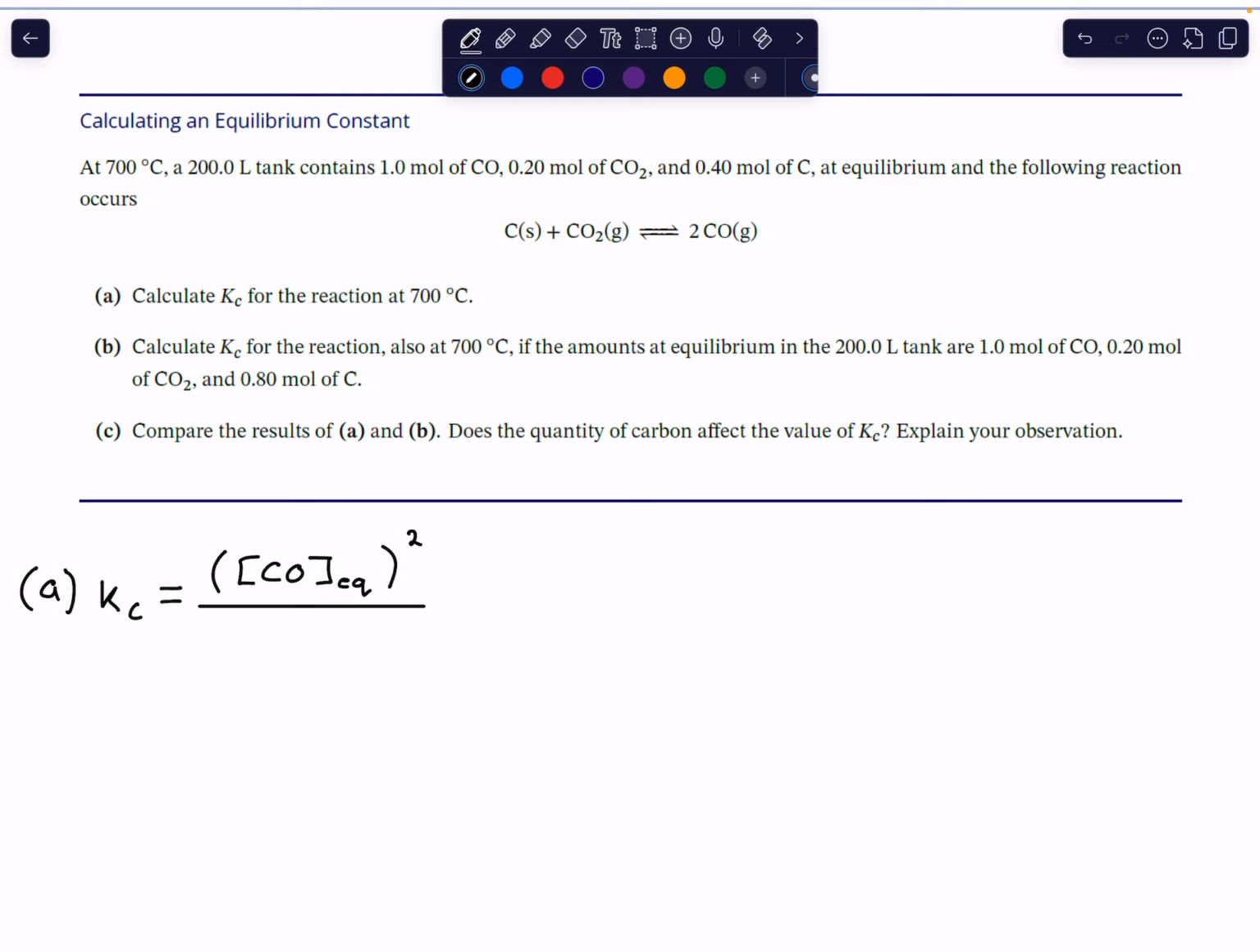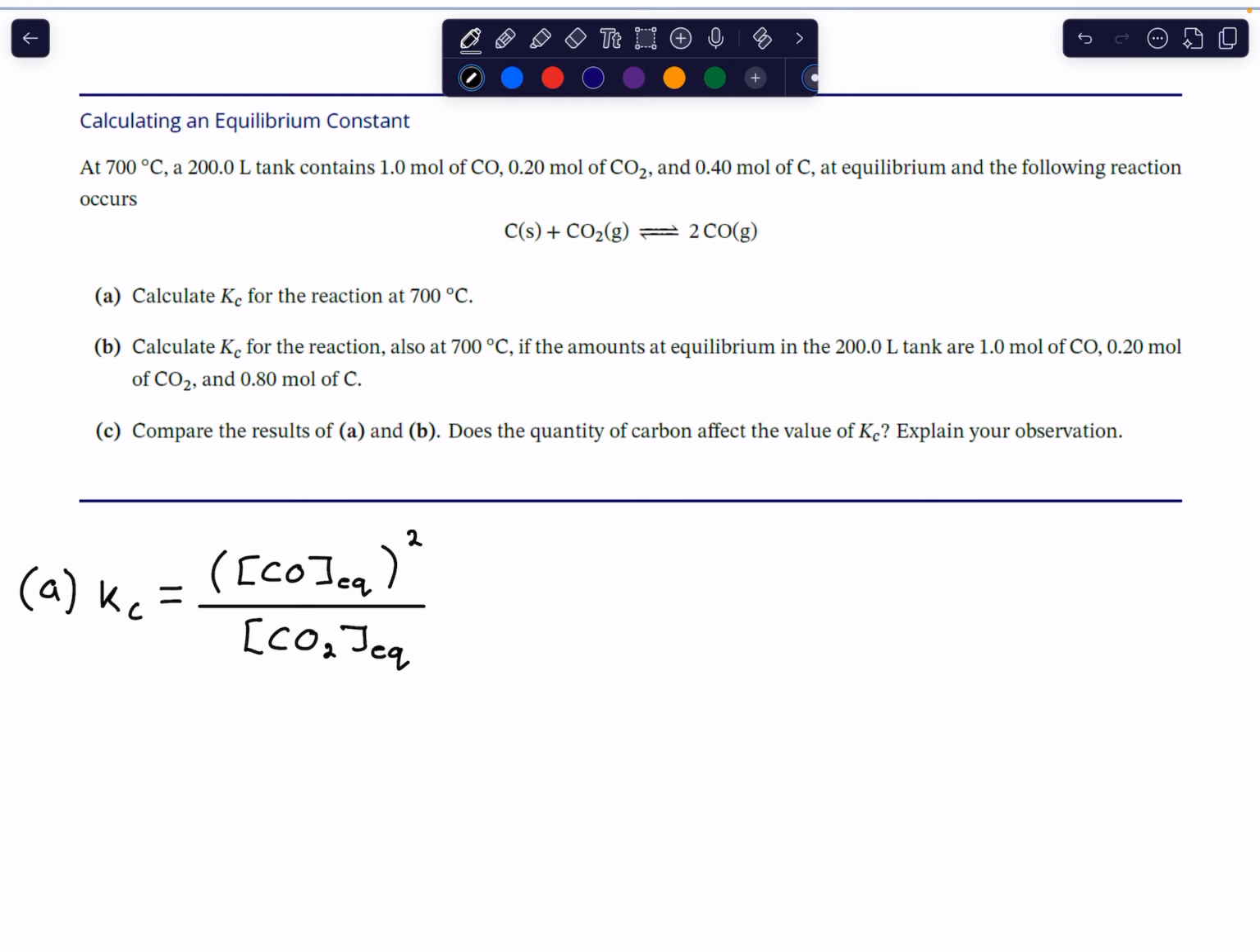On the reactant side, we have CO2, so [CO2] at equilibrium. And then we see we have carbon solid. As we know, solids don't have concentrations. In other words, we leave them out of equilibrium expressions, or they have a concentration of unity, meaning a value of 1. So we're not going to include that in our equilibrium constant expression.